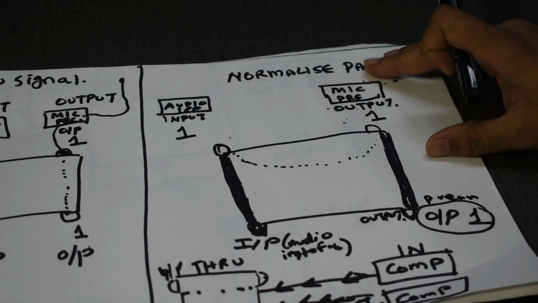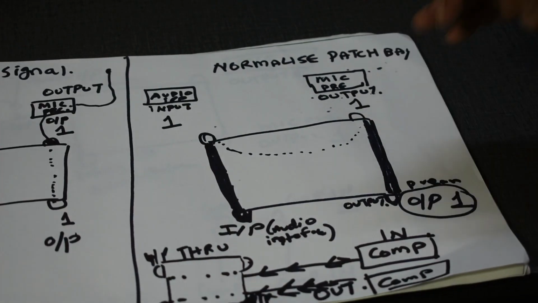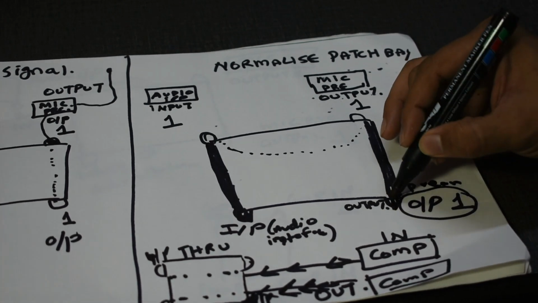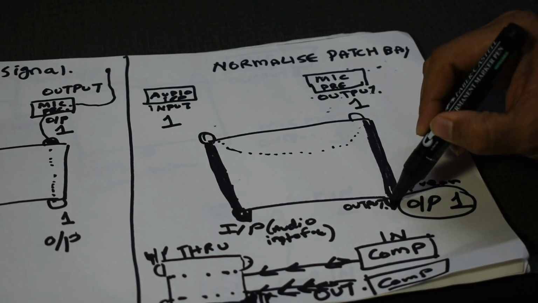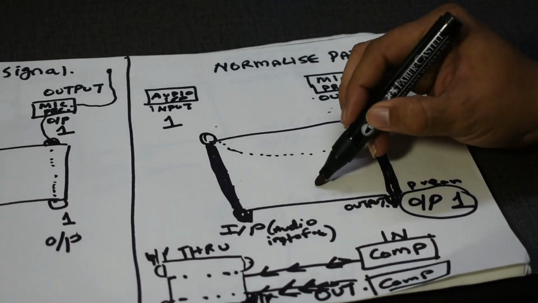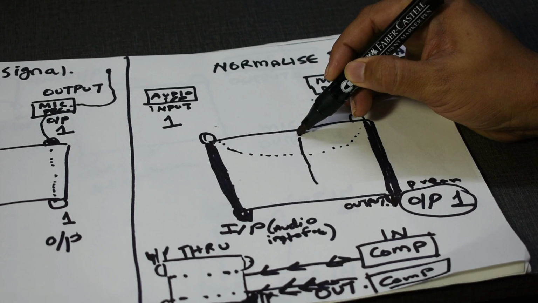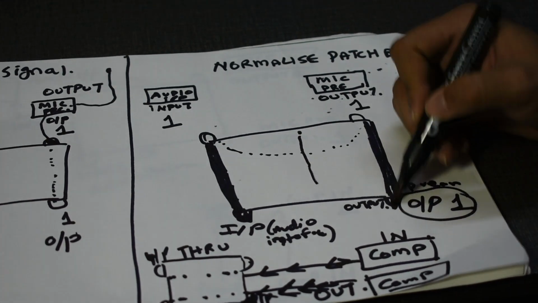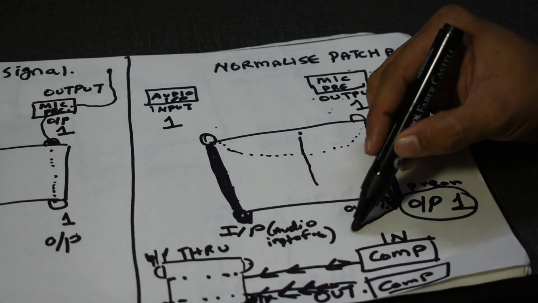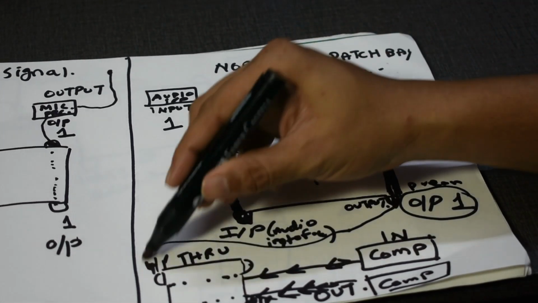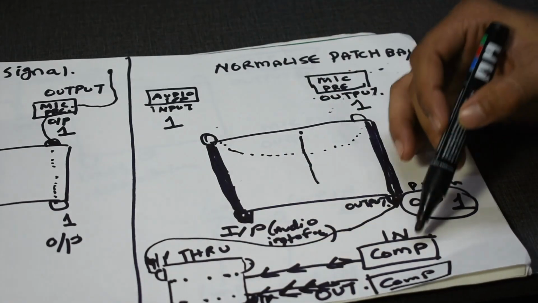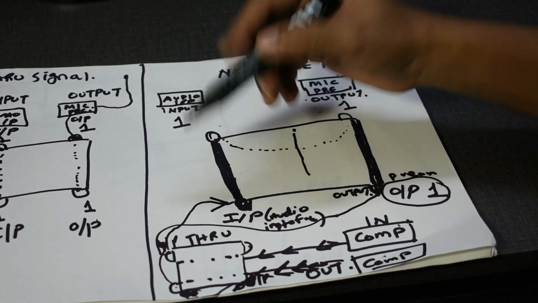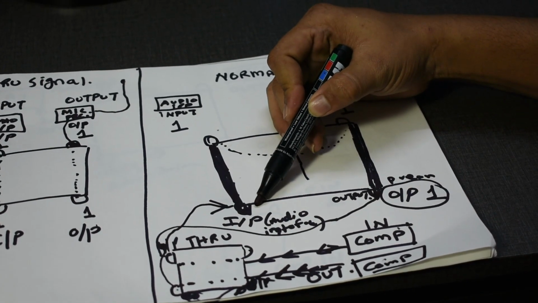There is also an advantage in normalized patch bay: you can connect a patch cord over here from mic pre output, and when you connect, this circuit will break. The reason is you can route your signal from output through the input of your compressor in and compressor out to the input of your audio interface in.